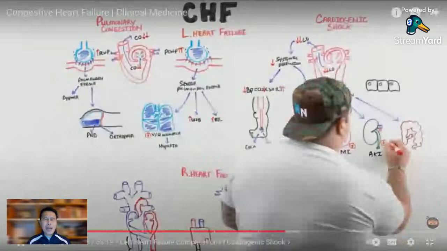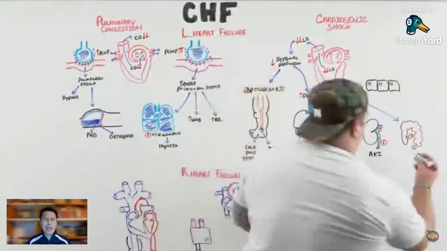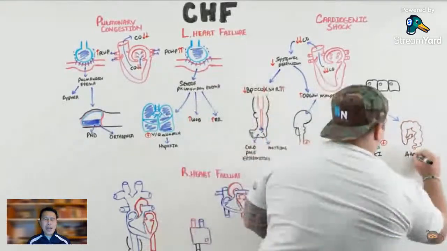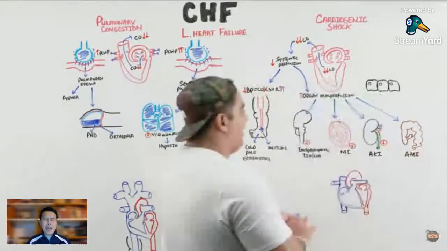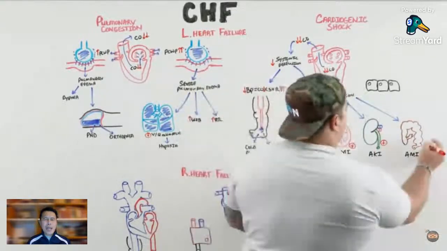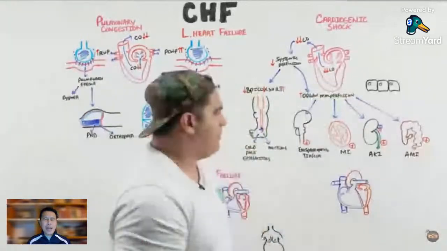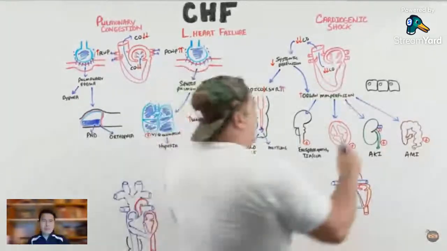And the last one is they may get acute mesenteric ischemia. This is another really big one, or ischemic colitis. And this is another big trigger, so you're going to want to watch out for any kind of bowel ischemia and abdominal pain.